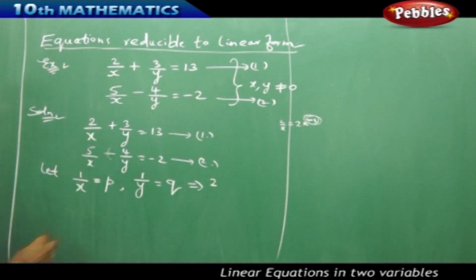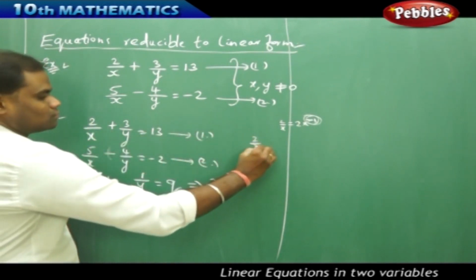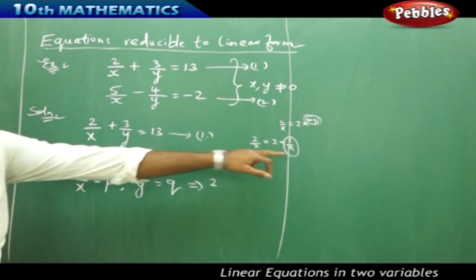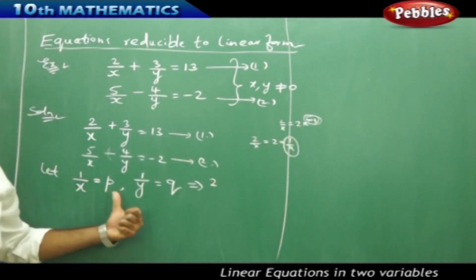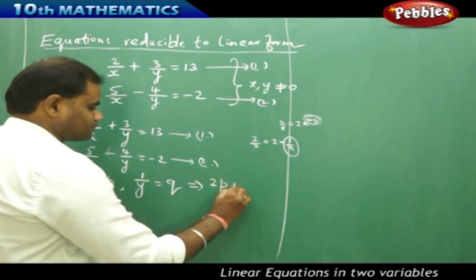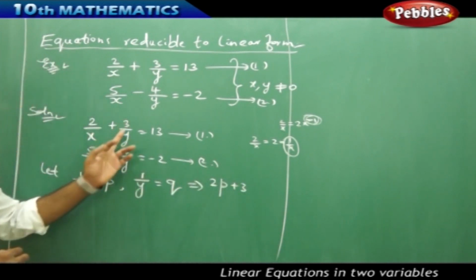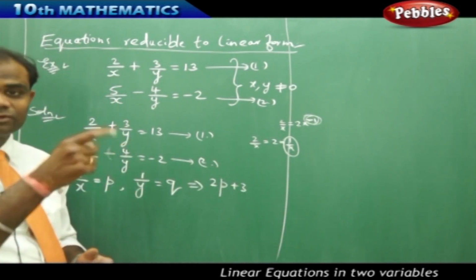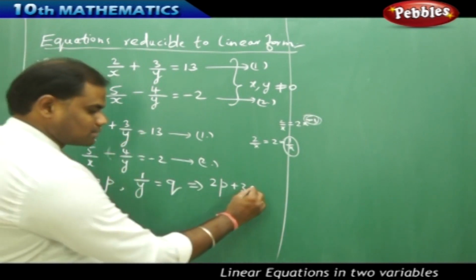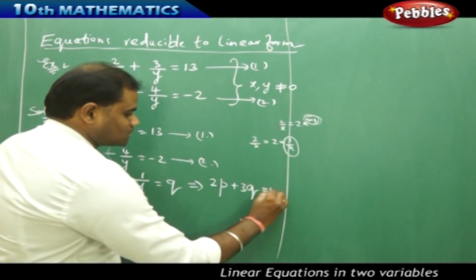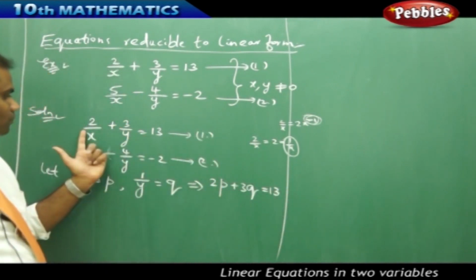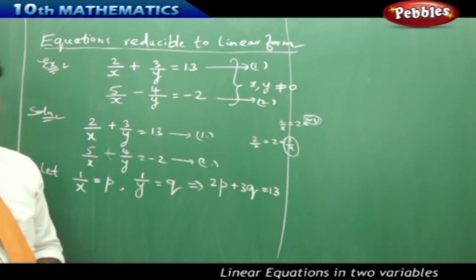Therefore 2 by x, which I can write as 2 times 1 by x, can be substituted as 2p, because 1 by x is assumed to be p. Therefore this equation reduces to 2p plus, similarly, 3 by y can be written as 3 times 1 by y, which is q. Therefore 3 by y can be written as 3q, which equals 13. This is the linear form of equation 1 and 2.